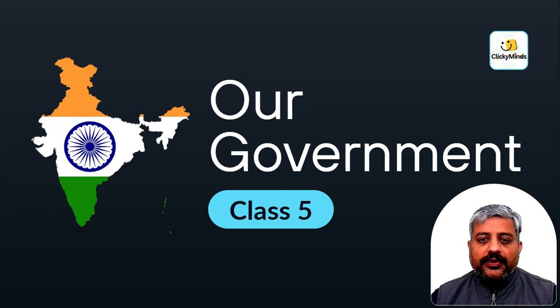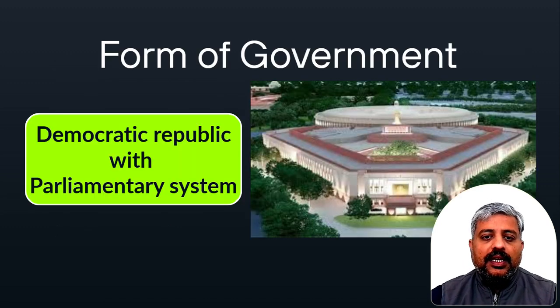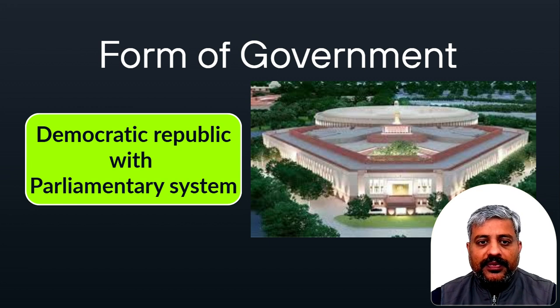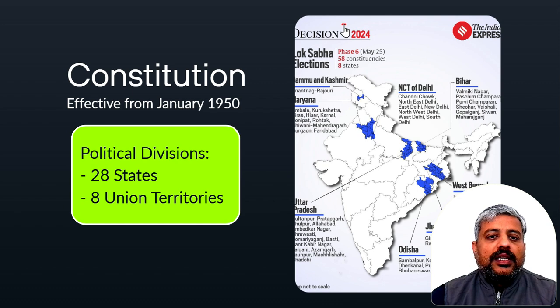Hi, today we are going to cover the chapter Our Government from class 5. So let's see. In our country, India, which type of government do we have? We have a democratic republic with a parliamentary system. So what is it? Let's look around.